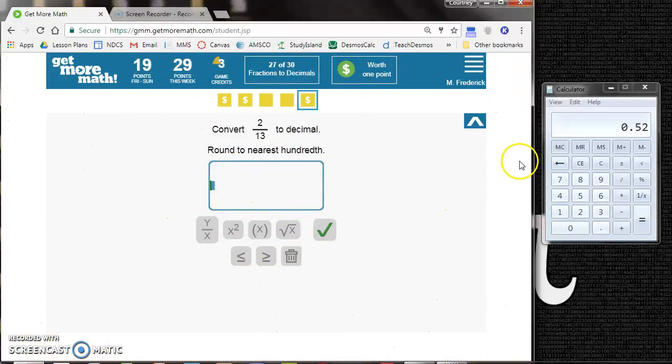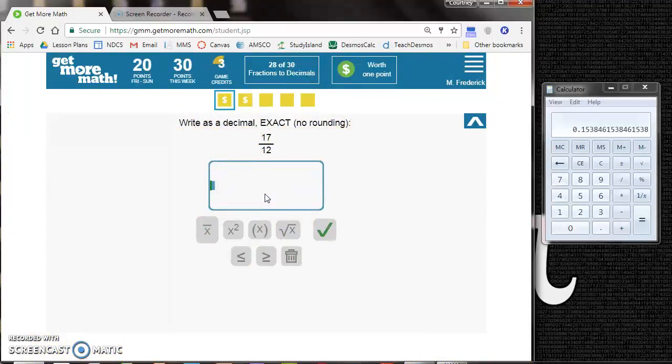Convert 2/13ths to a decimal. Again, we will take 2 divided by 13. And notice here we want to round to the nearest hundredth. So again, we know that our first decimal place is our tenths place, our second place is the hundredths place, and then we'll look to that third decimal place, which is a 3, to see how we should round. Remember, 3 is going to tell that 5 to stay the same, so our answer here is 0.15.